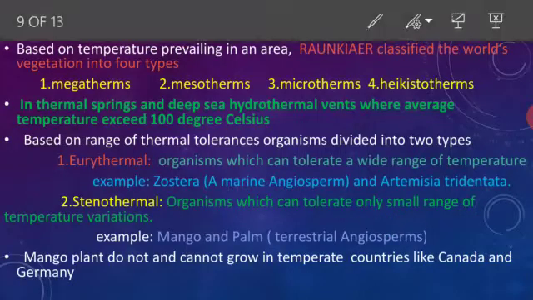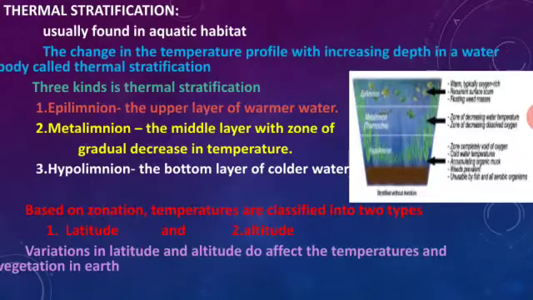And next, thermal stratification. Thermal stratification is found only in aquatic habitats, for example lakes and ponds. The change of the temperature profile with increasing depth in the water is called thermal stratification. Here three kinds of thermal stratification are there. Here they have given a pond.